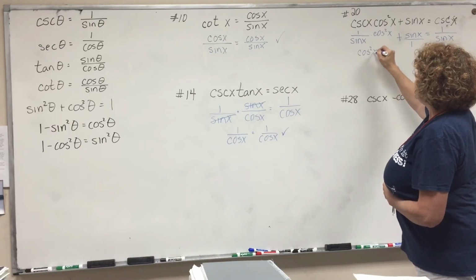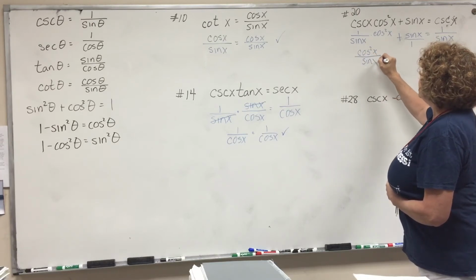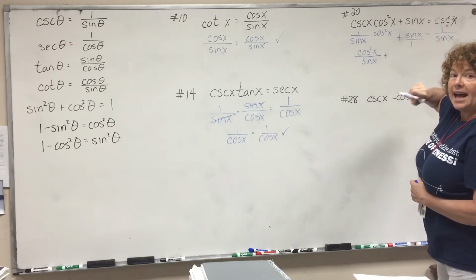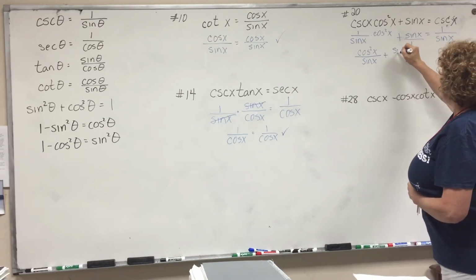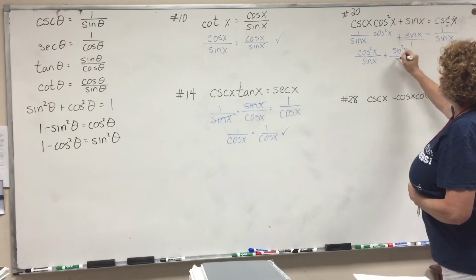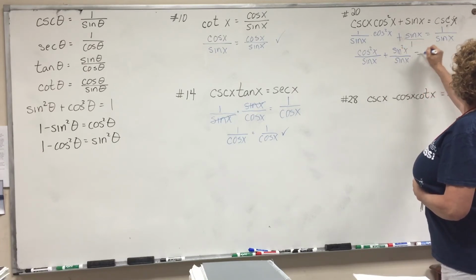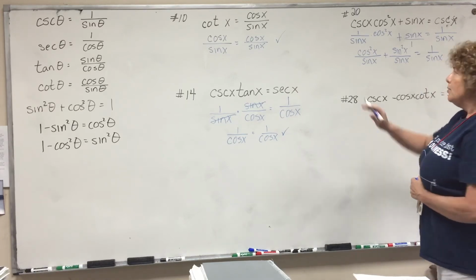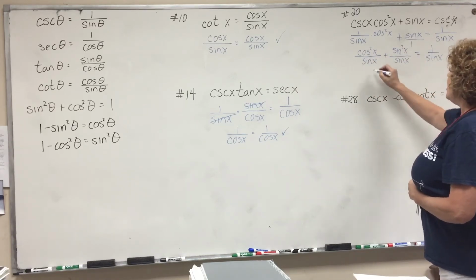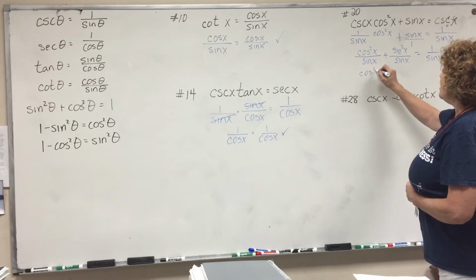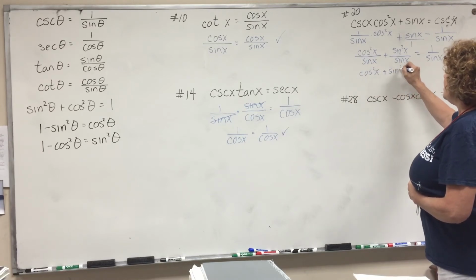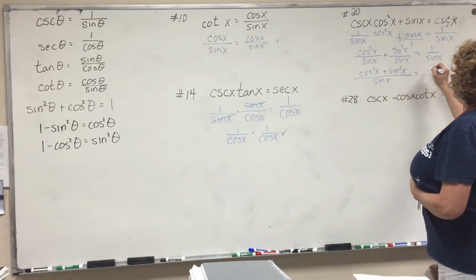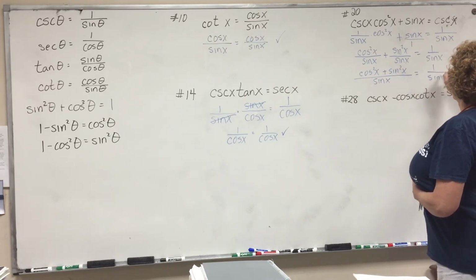That's going to be cosine squared of x over sine of x plus, well, if I multiply top and bottom of this by sine, I get sine squared of x over sine of x equals 1 over the sine of x. Well, if we write it as one single fraction, we get cosine squared of x plus sine squared of x over the sine of x equals 1 over the sine of x.